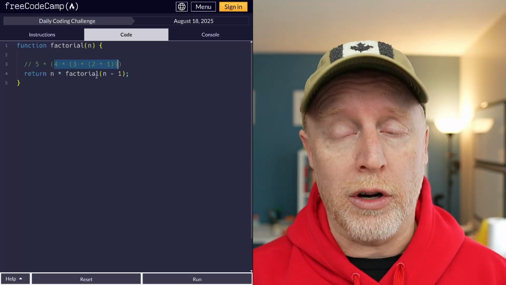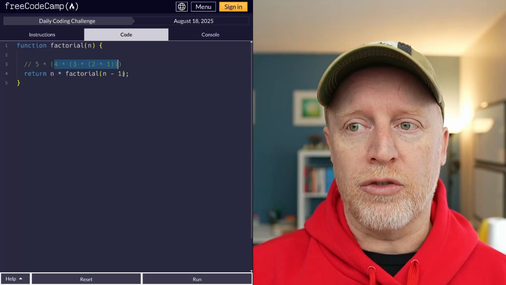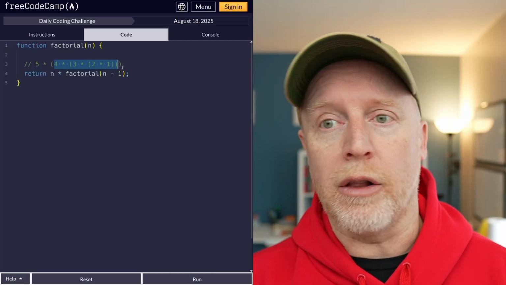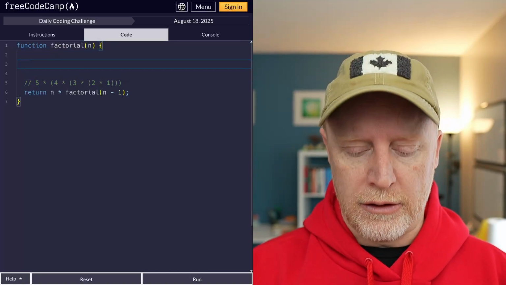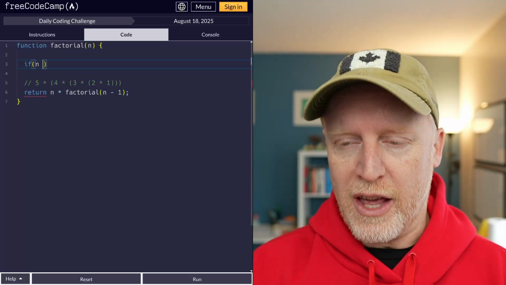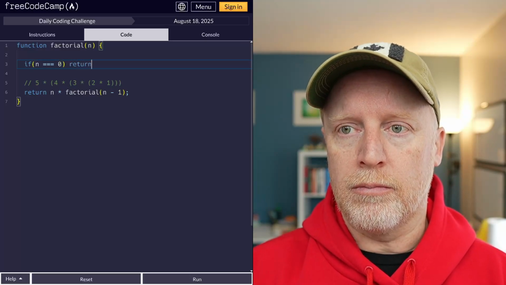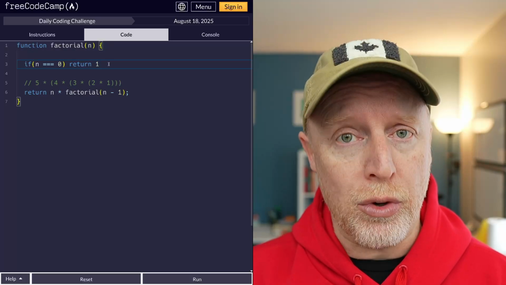Where it doesn't work is when n gets to 1, right? 1 minus 1 is 0. We haven't accounted for 0. And if we multiply by 0, well, then everything else is 0. So up here, we need a little bit of an if statement, which is n equal to 0, and we return 1. And this is the magic that breaks us out of the recursion.